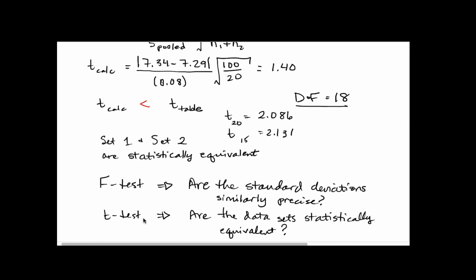Okay, so this is a nice example of a pair of sets where this is case 2 analysis that we've been doing. We were able to pool the standard deviations, and we found that our sets were similarly precise when we did the F-test and statistically equivalent. So let's go ahead and look at another example. So I'm going to switch over to Excel again.